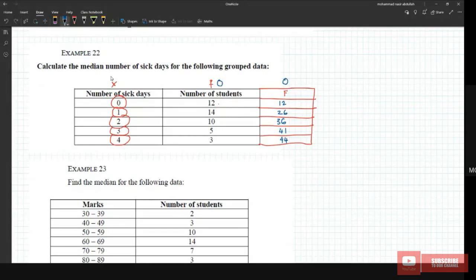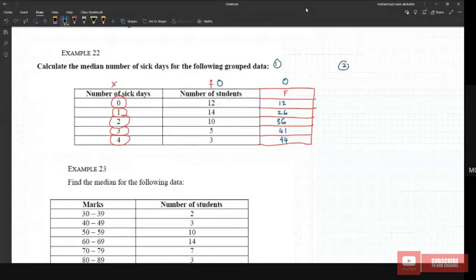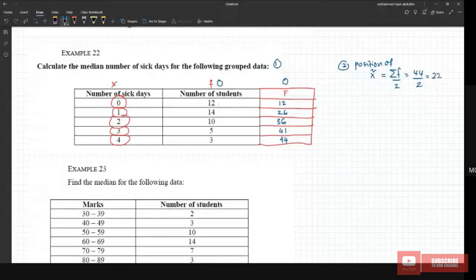Okay. Now this is your first step. Second step is we need to find the position of median, using the formula summation of f divided by 2. Summation of f is equal to 44, divided by 2. You will get 22. Okay. Are you clear? So this is the second step.